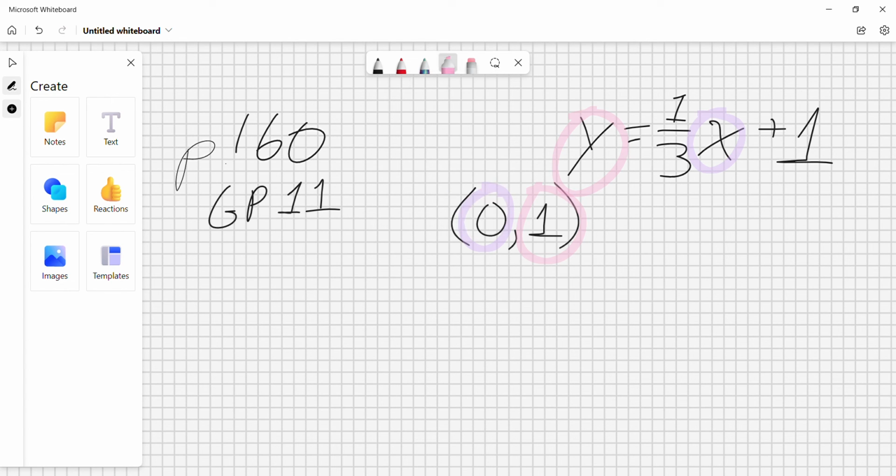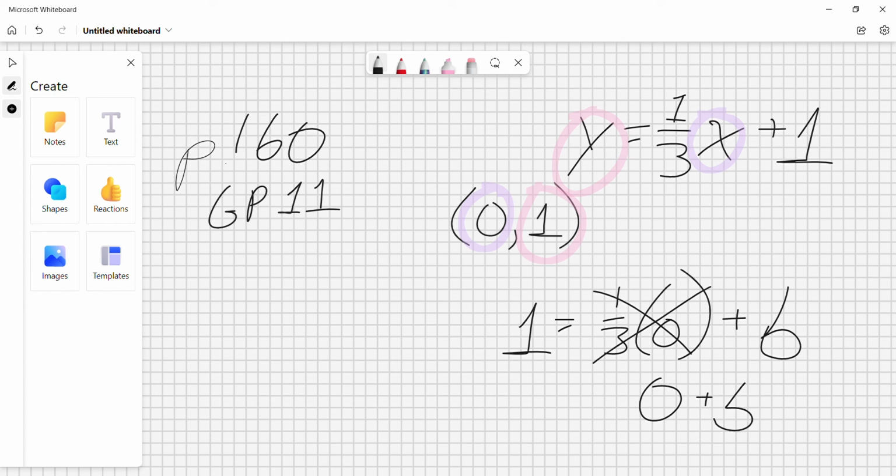Okay, so let's plug these values in. So 1 equals 1/3 times 0 plus our unknown value b. Simplify this. That equals 0 plus b. 1 equals 0 plus b. We can ignore the 0 and just say 1 equals b. Aha, there's our answer. 1 equals b.